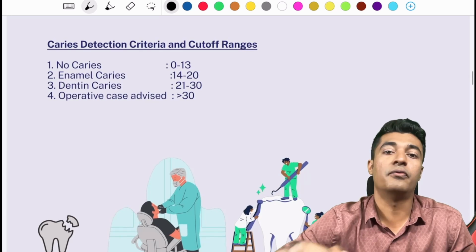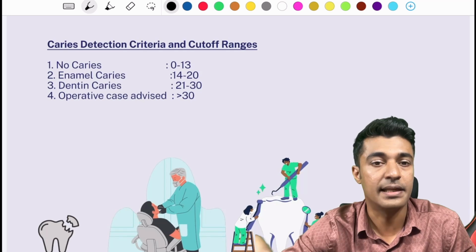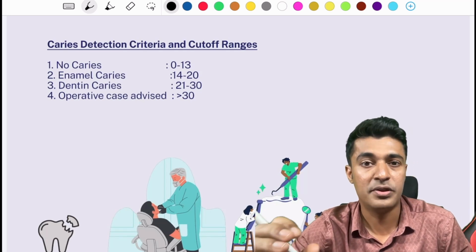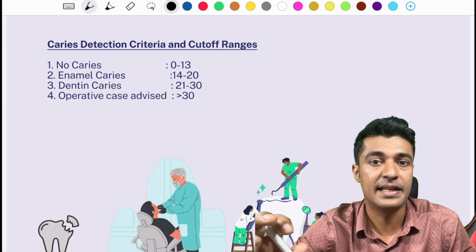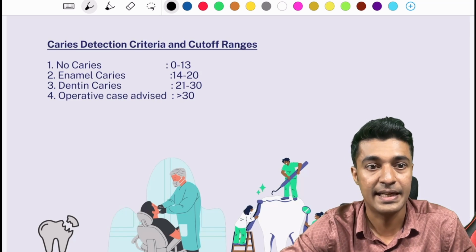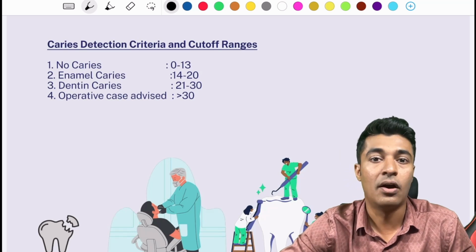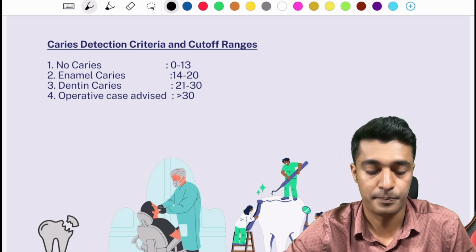So this is the cutoff value for Diagnodent. The values between 0 and 13 indicate that there is no caries. The value between 14 and 20 indicates there is enamel caries. The value between 21 and 30 indicates there is dentine caries. And values greater than 30 show that operative care is advised.